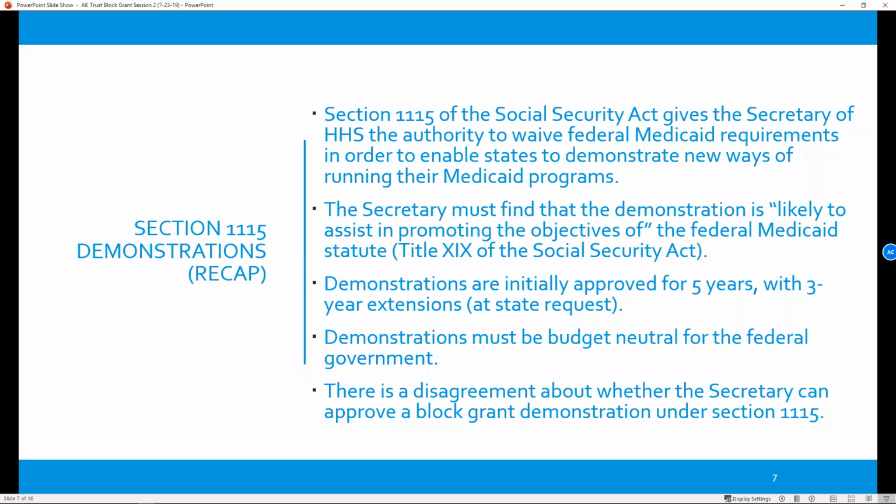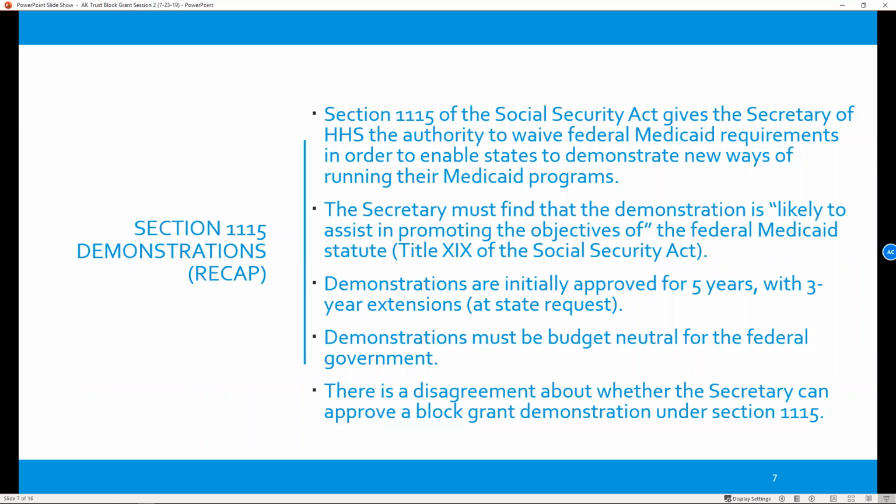So this is just a recap of the authority that we're talking about and the authority that we have some disagreement about. So in the Social Security Act, which of course is where the Medicaid program is, Medicaid's in Title 19, but Section 1115 is a separate authority that gives the Secretary the ability to waive federal Medicaid requirements to allow states to demonstrate new ways of running their Medicaid programs. And to do that, the Secretary has to find that the demonstration, and these are the magic words, is likely to assist in promoting the objectives of the Act.